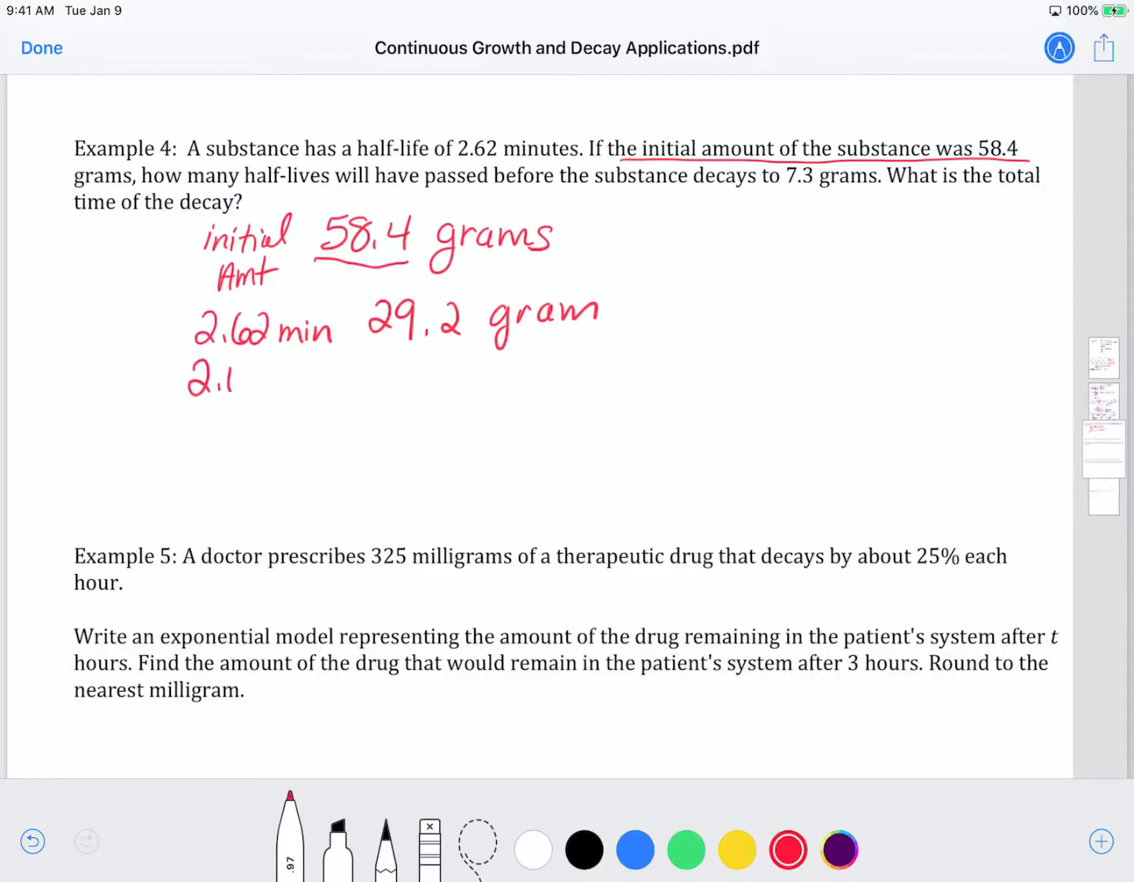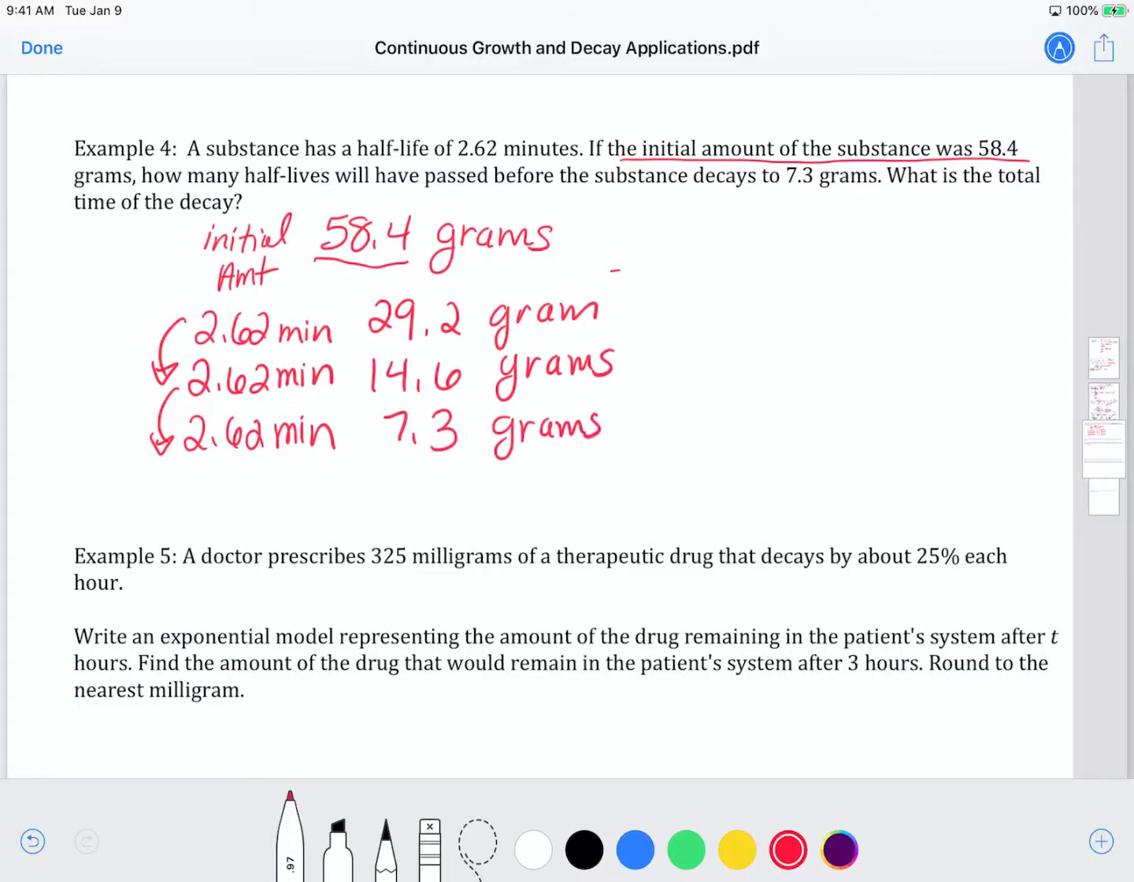Then another 2.62 minutes passes, and you're going to take 29.2 and divide it by 2 again. It gets cut in half again. That would be 14.6 grams that would be left. Then, in another 2.62 minutes, 14.6 grams gets cut in half, and that would be the 7.3 grams. So from when you start to when we reach 7.3 grams, there were 3 half-lives.